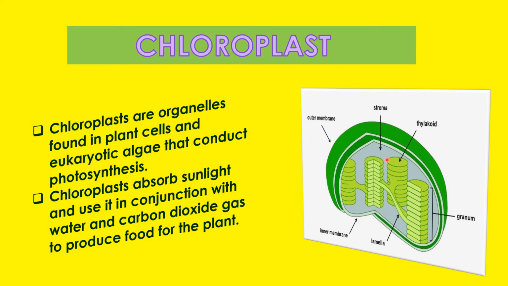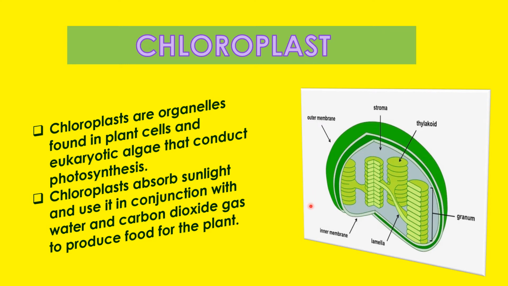So see, this is the outer membrane of the chloroplast, and this is the inner portion, that is stroma, and this is the inner membrane of the chloroplast. So it's a double layer structure, within which stroma is present. Stroma means matrix.